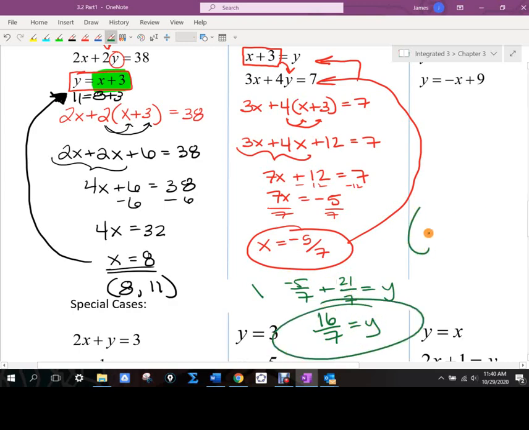Now here's my suggestion to you, especially if I do something like negative 5/7, let's see what that is as a decimal. 0.714286. And think about if my denominator was 3, it'd be a decimal that goes on forever, and I had to round that, and then my answer wouldn't be exactly the right point.